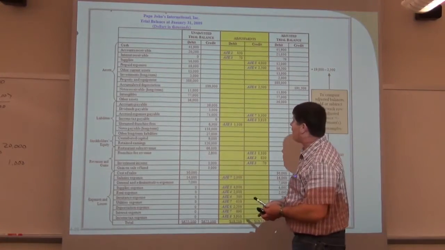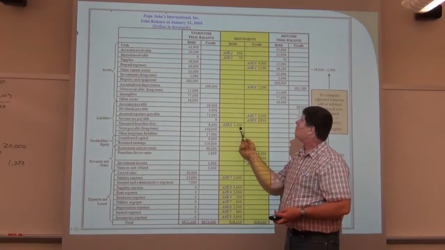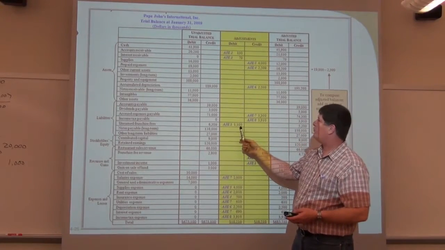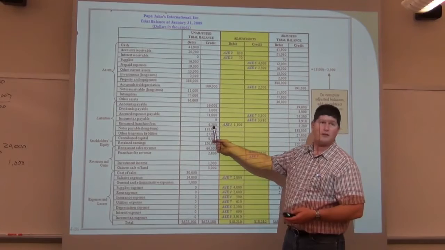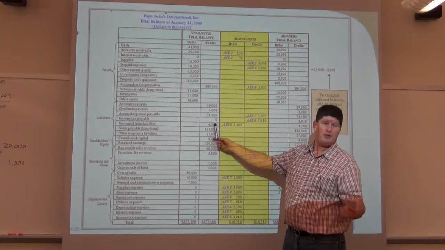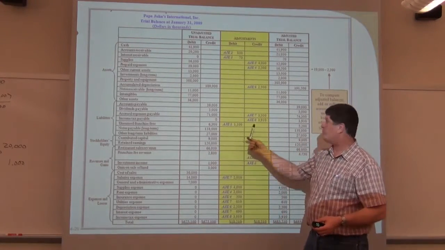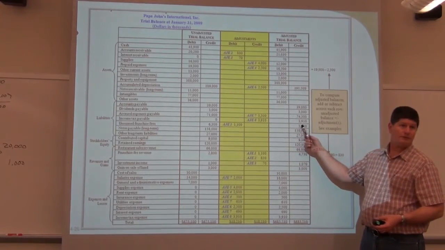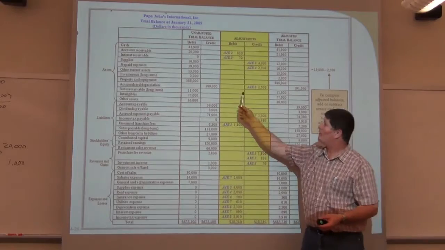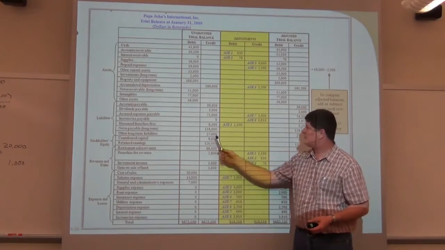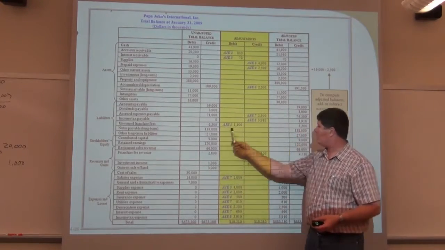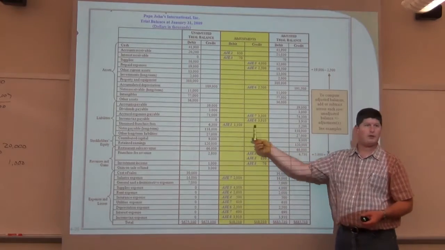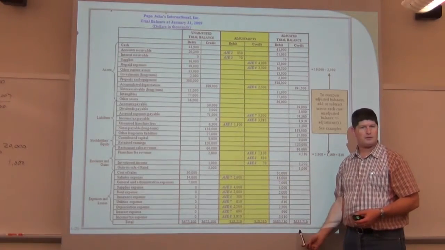So if I posted a $1,100 debit to unearned franchise fees, unearned franchise fees is a liability, a debit does what to the balance? Brings it down. All right? So you guys can see how to do the math. Not only do you prove it's in balance down, but you total it across based on the debit and credit rules to get an ending balance.